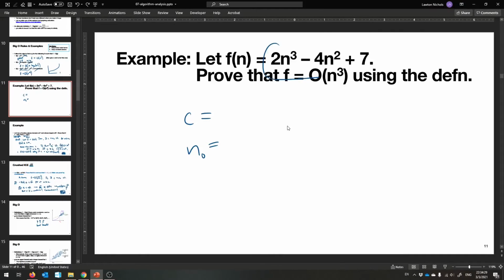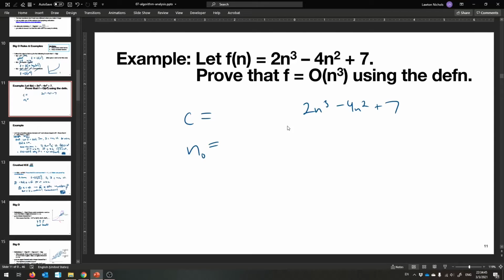So here's how you do it with real math. Okay, so here's what you can do. You need to find an upper bound for this. What can you multiply n cubed by? And let me show you the trick. 2n cubed minus 4n squared plus 7.